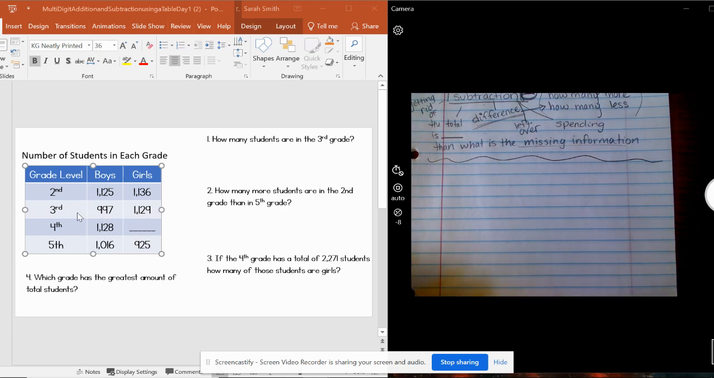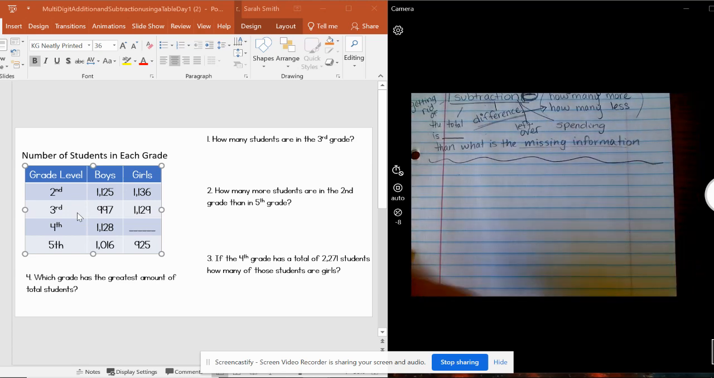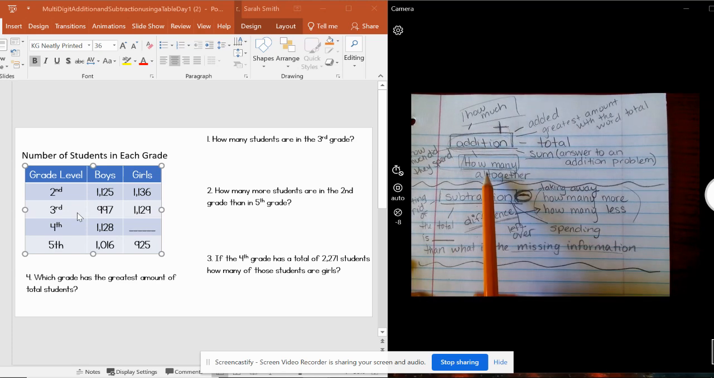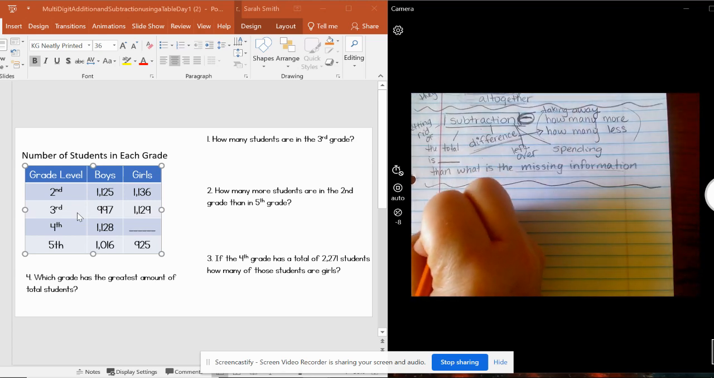So we are going to just simply, and it says how many students are in. So we're not saying what is the difference between the boys and the girls. We're not saying how many more students are there in this grade than this grade. We're just saying how many. So that's where that addition, that how many, when we just see the word how many by itself, that's generally addition. So just think about it logically too.